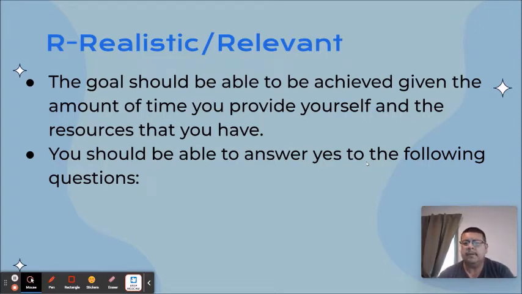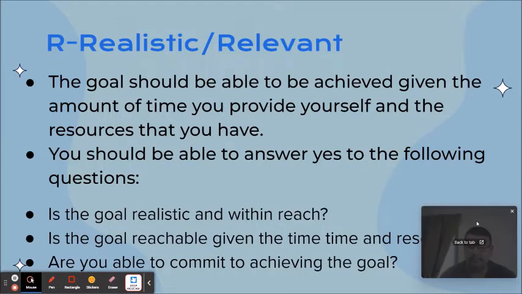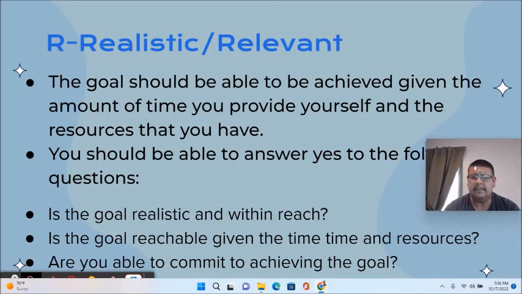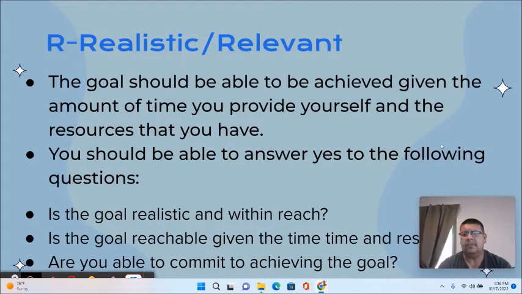So you should be able to answer the following questions. Is the goal realistic or within reach? Is the goal reachable given the time and resources? And are you able to commit to achieving the goal? Don't set any goals that you feel you're not going to commit to. Make sure that you set a goal that you feel like you're going to achieve and that is realistic to you.